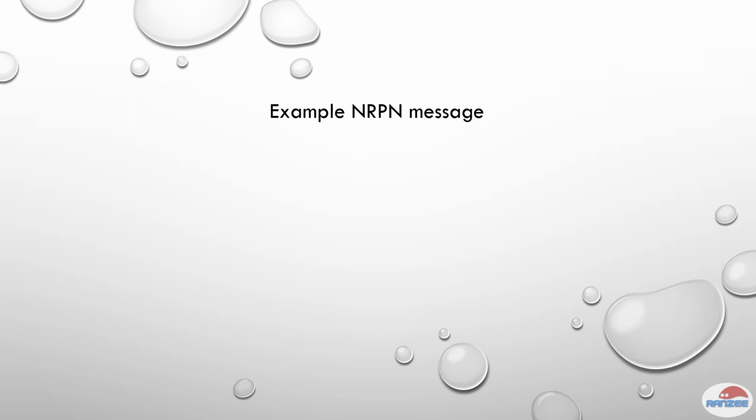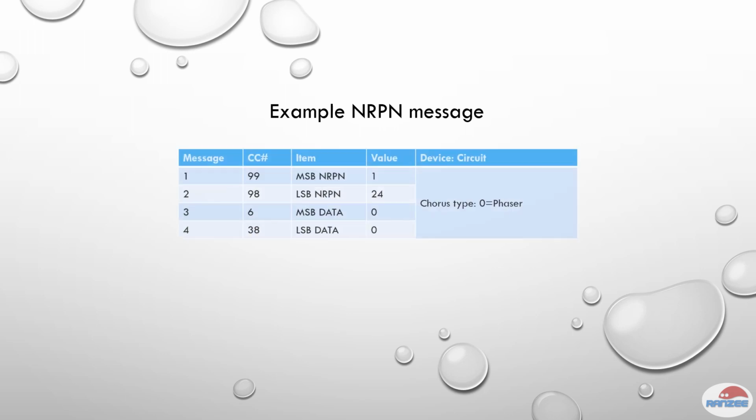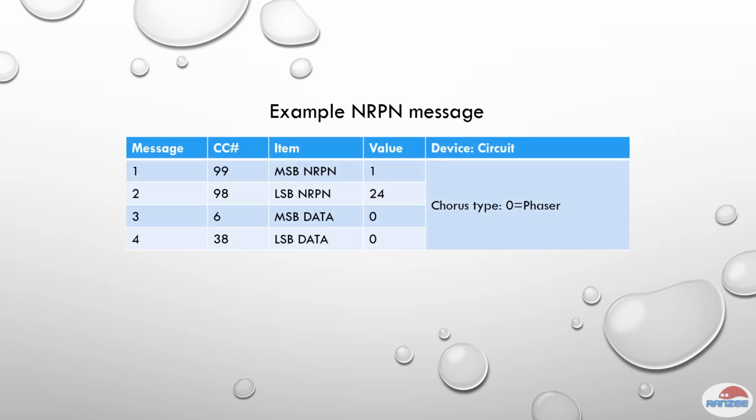So here's an example NRPN message. Remember before I said it's set up with 4 messages? The first is using MIDI CC number 99, the most significant byte, or MSB, and we set the value. The second message is MIDI CC number 98, and that's the least significant byte, or LSB, and we set the value. Then comes the data part, the value part. Message number 6 is most significant byte data, and then message number 38 is least significant byte data.